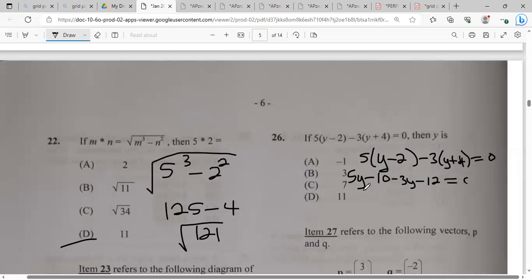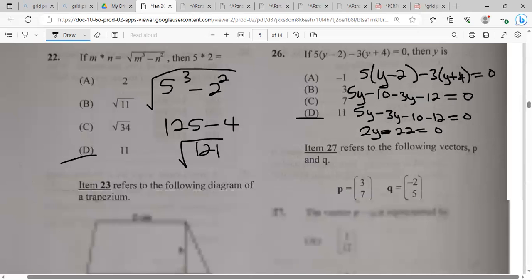Group the like terms, so it's going to be 5y minus 3y, minus 10 minus 12. That must give you 0. So this gives you 2y, minus 22 equals 0. It's a minus here, guys. So the minus 22 becomes positive 22. So 2y equals 22, y equals 11. Very nice question, that one.